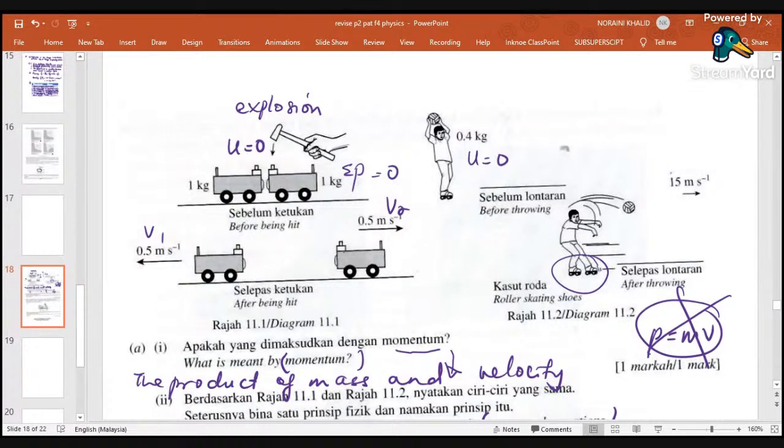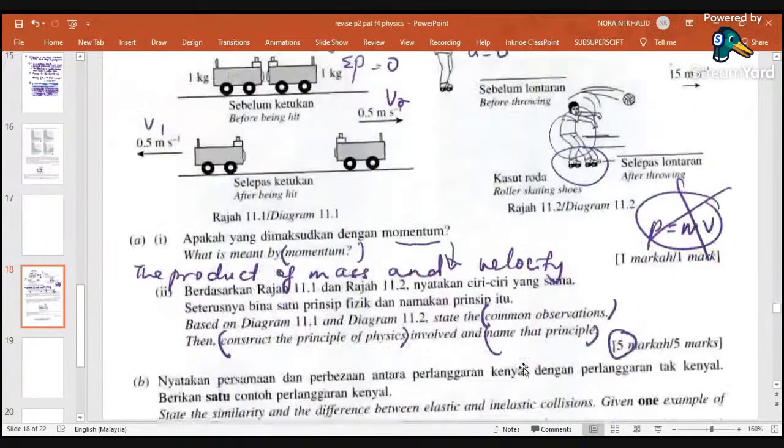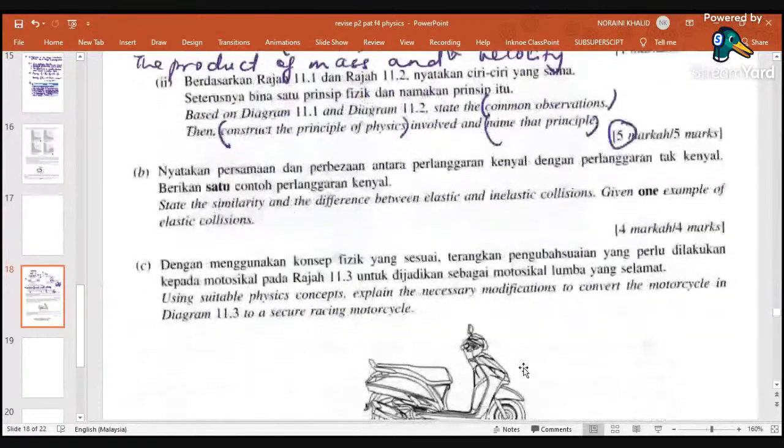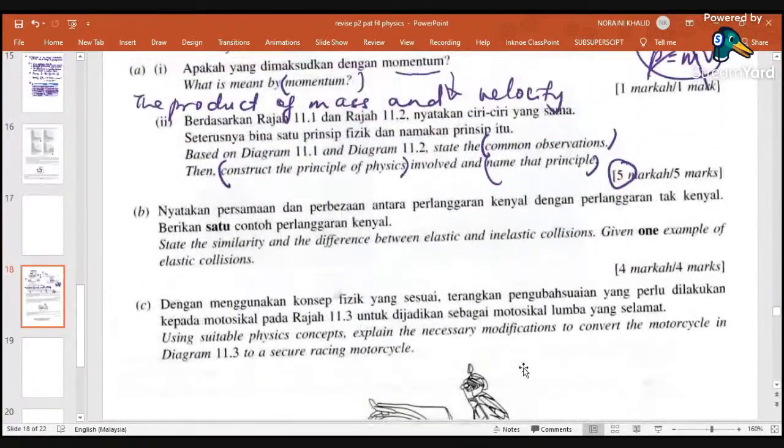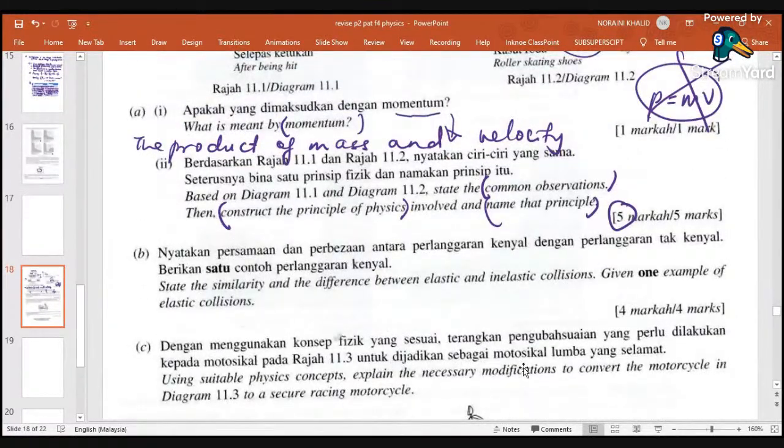When the boy throws the ball, the body of the person also moves in the opposite direction. That one we call the common observation. So the principle related, this one you can write yourself. Try to write 3 points yourself. The principle is the principle of conservation of momentum.